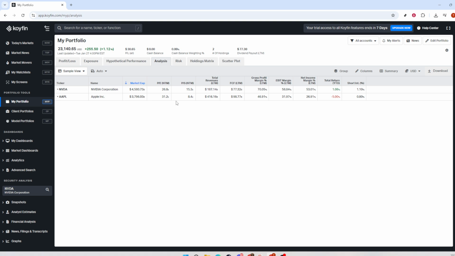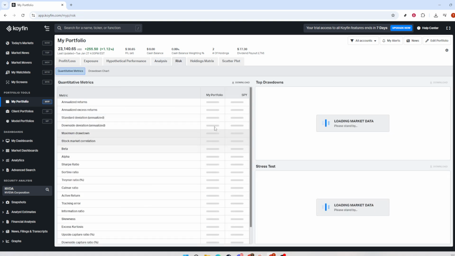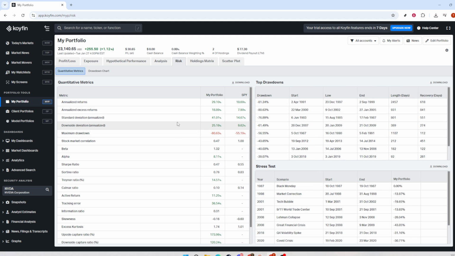On the Risk tab, review volatility, drawdowns, and sensitivity to market movements. Compare metrics like beta or downside capture to a benchmark to understand how your portfolio behaves in different conditions. This helps you balance return potential with risk exposure.